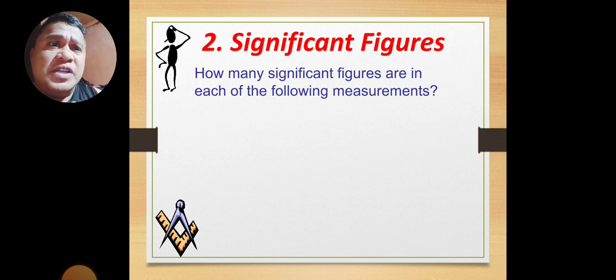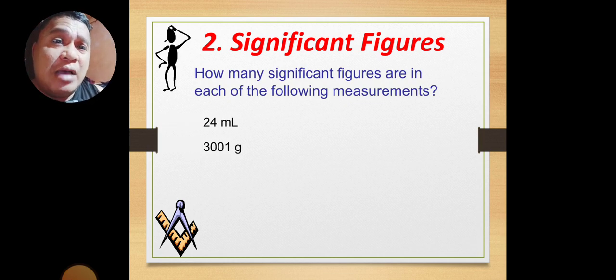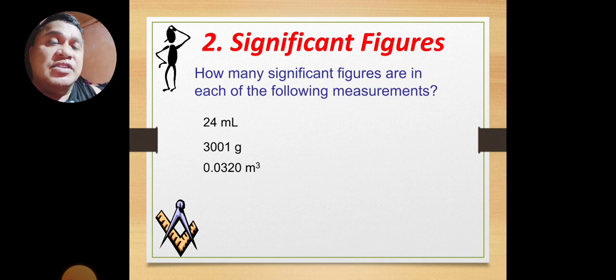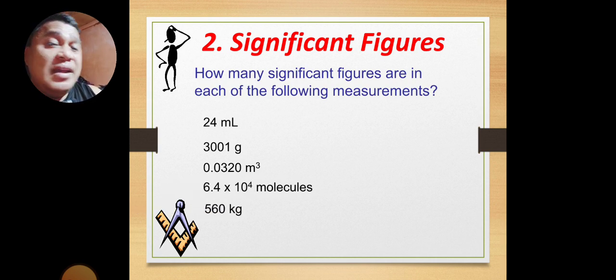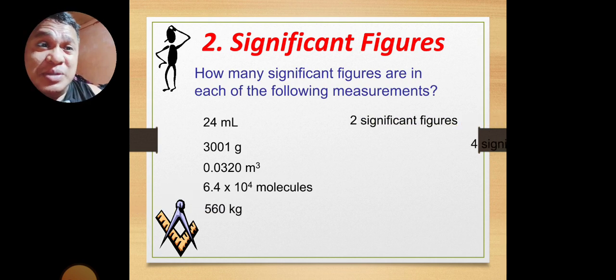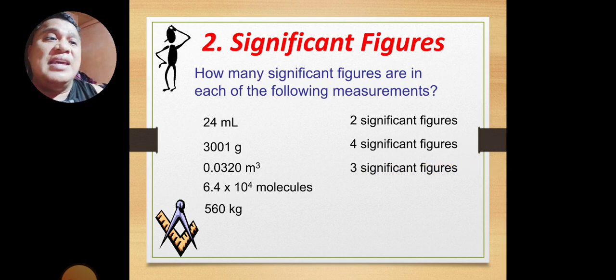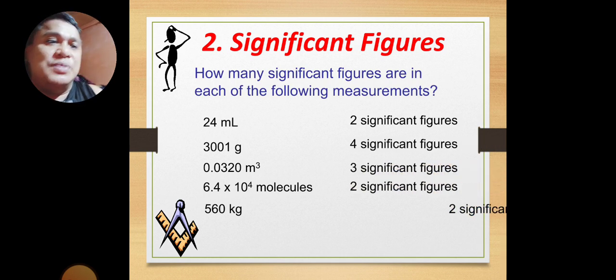How many significant figures are in each of the following measurements? Say, for example, you have 24 ml, you have 3,001 gram, and 0.0320 cubic meter. So how many significant figures are there? Yes, you got it right. You are correct. And also with this one. Yes, 2, yes, 4, yes, 3, yes, 2, yes, 2.